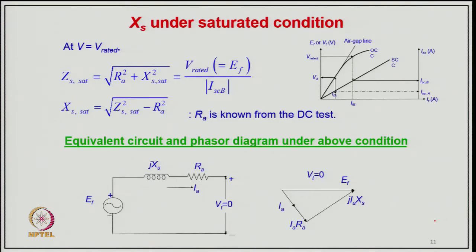And at V equal to V rated, you can call it Z_S saturated, the square root of R_A squared plus X_S squared, that is V_T upon I_SC, and X saturated will be the square root of Z_S saturated squared minus R_A squared, where R_A is known from the DC test.